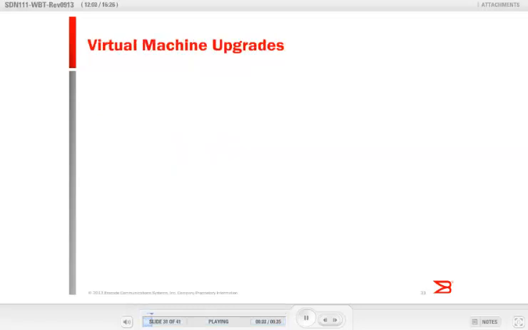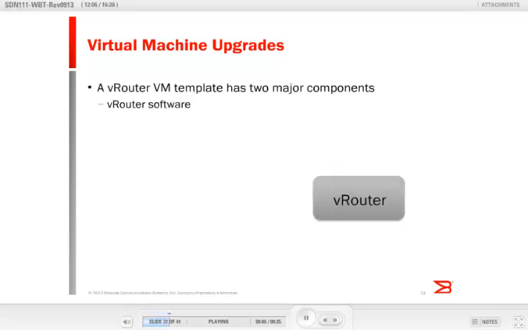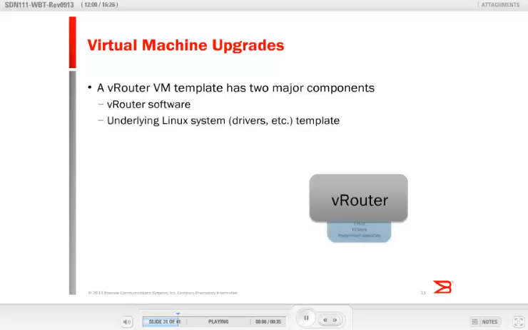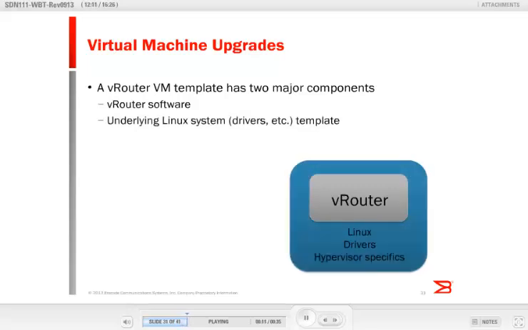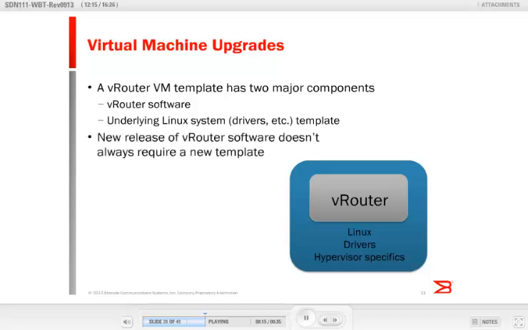Upgrading a virtual machine is a bit more complex. A vrouter virtual machine template has two major components, the vrouter software itself and the underlying Linux drivers, system, hypervisor-specific optimization, and so on. When Brocade releases a vrouter update, you may or may not need to update the underlying system template, depending on Linux updates, driver updates, and so on. Rather than having to look this up yourself, the Upgrade System Image command takes care of this for you. It will check for both a new version of the vrouter software, but will also check whether the underlying template needs to be updated.